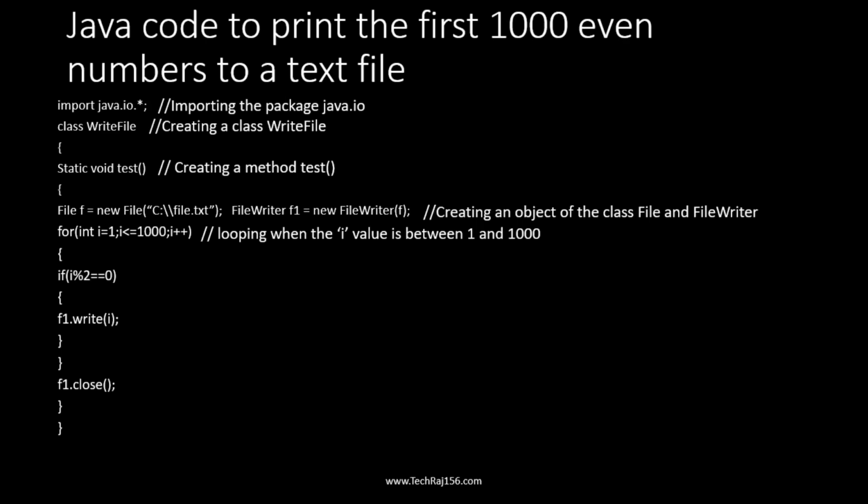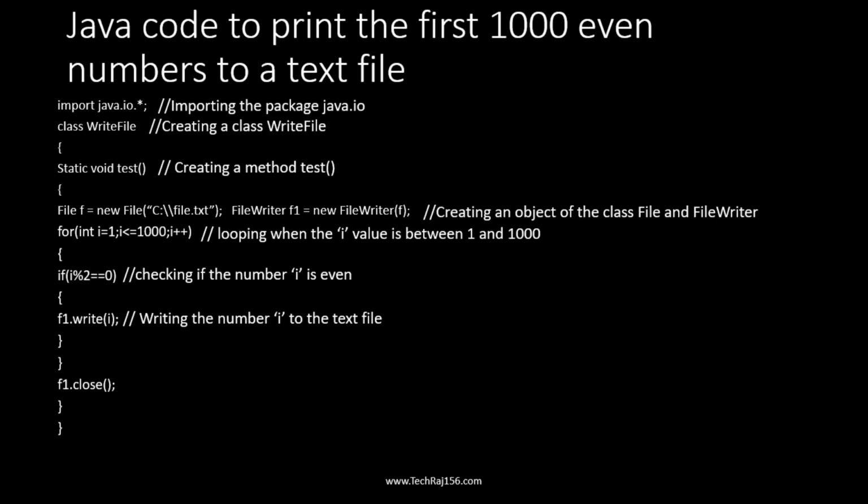We are starting a for loop, and this for loop is going to range when the i value is between 1 and 1000. As long as the i value is less than or equal to 1000, it's going to go inside the loop, and it's going to say if i mod 2 equals 0. Similarly, like in the Python code, I've used the same logic. I'm calculating the remainder and seeing if it's equal to 0, and if it's equal to 0, just like the Python code, I am writing that number to the text file which we have created.